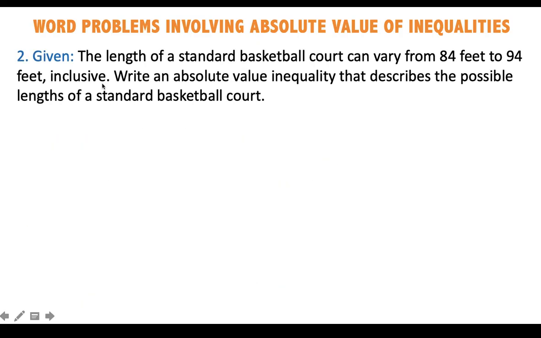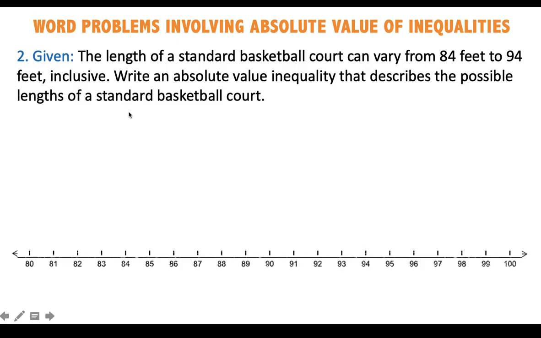In our given number 2, the length of a standard basketball court can vary from 84 feet to 94 feet inclusive. Write an absolute value inequality that describes the possible lengths of a standard basketball court. So, let us visualize the given. The borders are already given, 84 and 94. But the center is not here. Visually, we can easily find the center. Of course, that is the midway from 84 to 94.